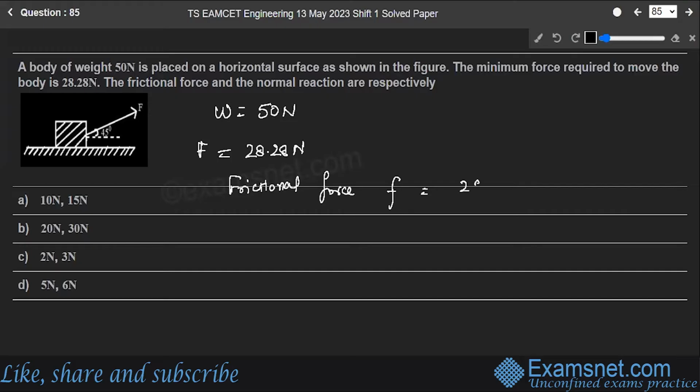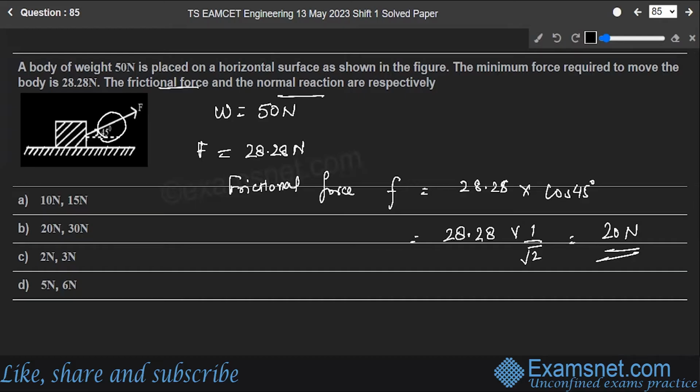Frictional force F is given by 28.28 into cos of 45 degrees, right over here. So this is equal to 28.28 into cos of 45, 1 upon root 2. This will be equal to approximately 20 newtons. So this is the frictional force.